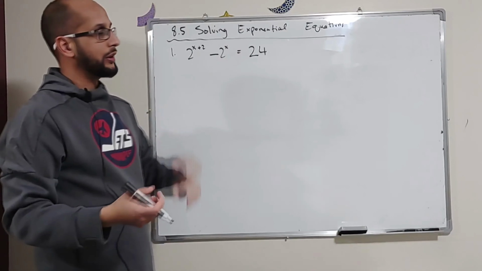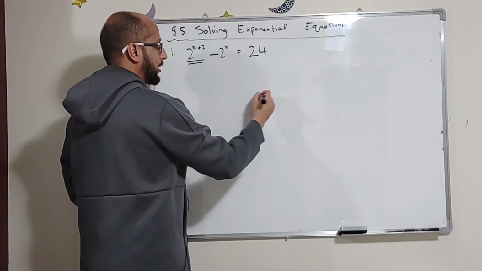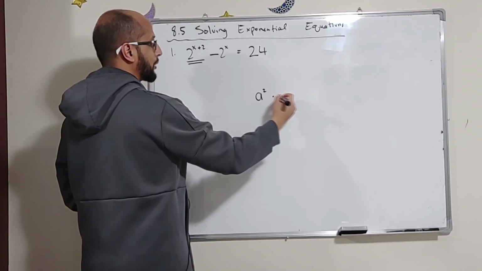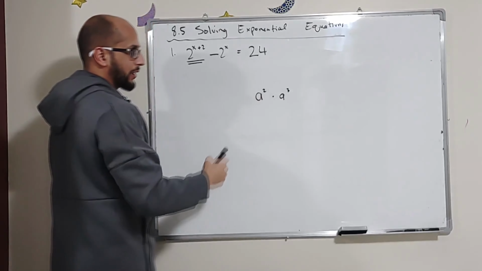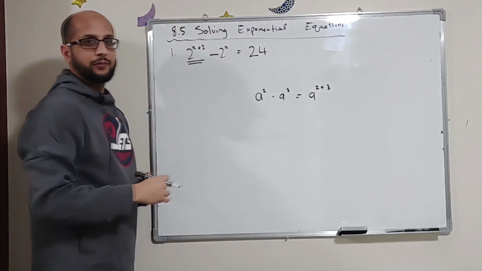What we then have to recognize is different rules that exist within exponents. So let's go over exponent laws quickly. A to the power of 2 multiplied by a to the power of 3. So you have a squared times a to the power of 3. This turns into a to the power of 2 plus 3.